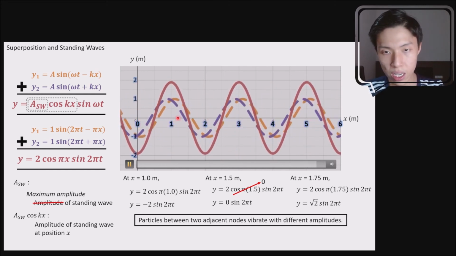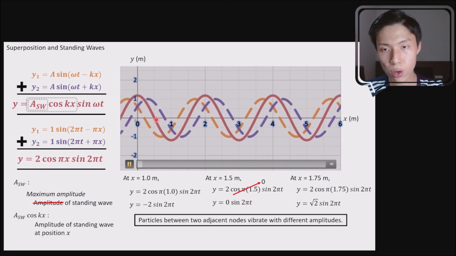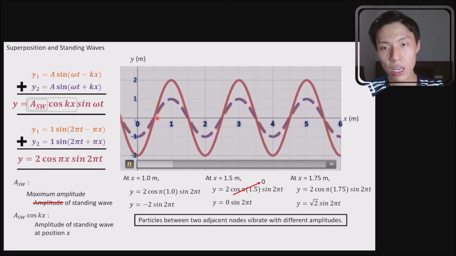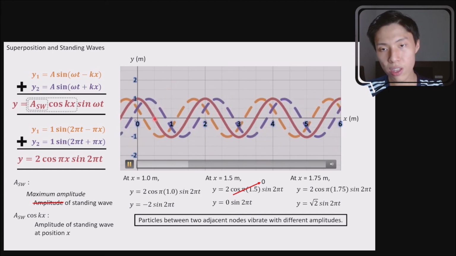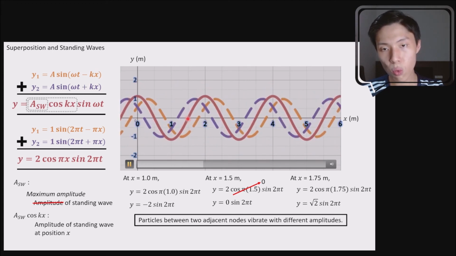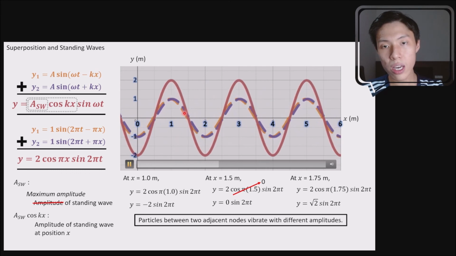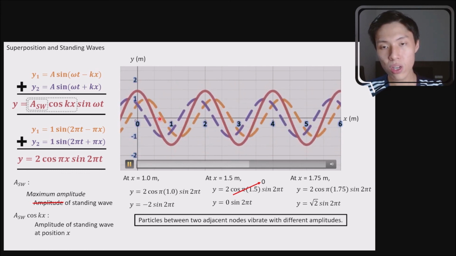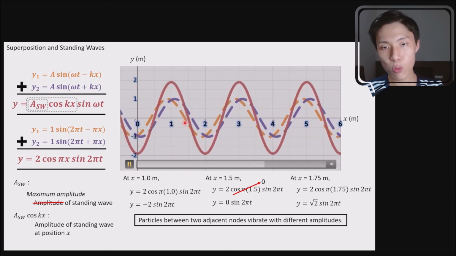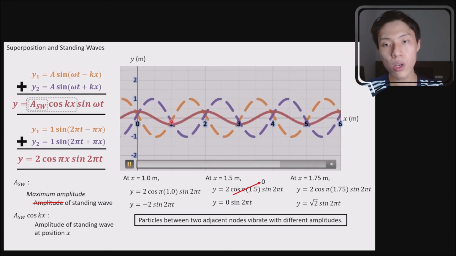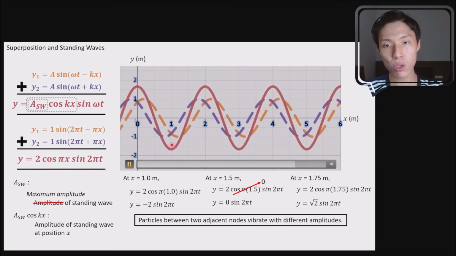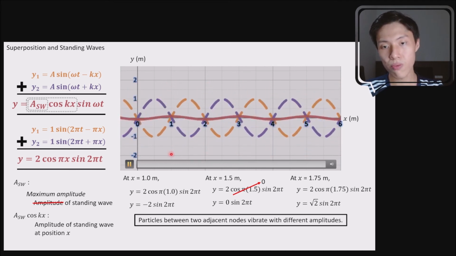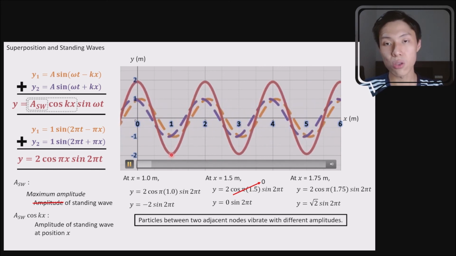So if you look at the particles in between two adjacent nodes, you see that they all vibrate with different amplitudes. If you are nearer to the nodes, if you are nearer to 0.5 or nearer to 1.5, you will have a smaller amplitude. But if you are at the center between these two adjacent nodes, the center of 0.5 and 1.5 is 1.0, then you see that the amplitude is maximum. We call this point an antinode actually.